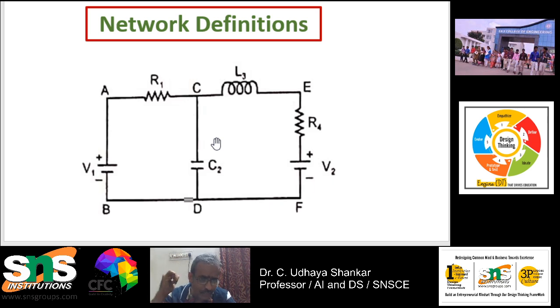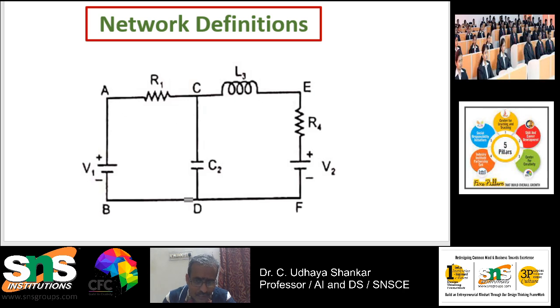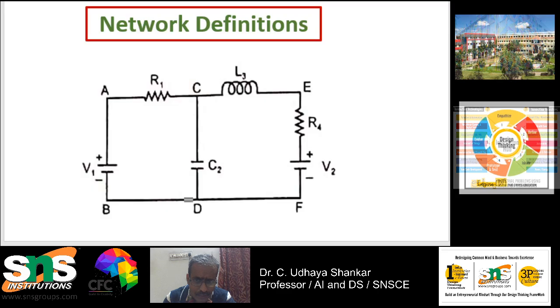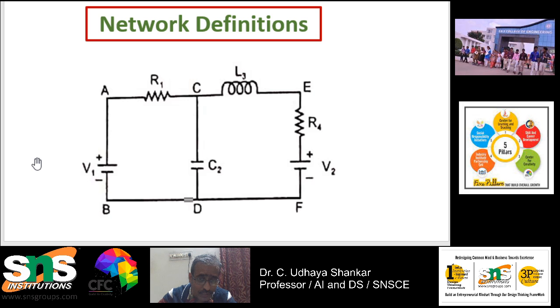For example, in this figure, you can see that AC is a branch, CE is a branch, EF is a branch. AC, CE, EF, these are all called branches. So why is it called a branch? Because it is a part of the network which connects various points of the network with one another. So hence it is called a branch.